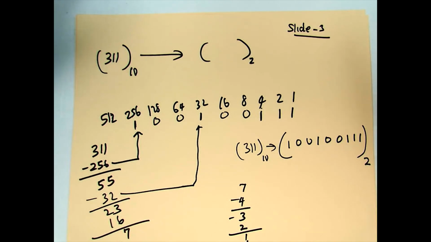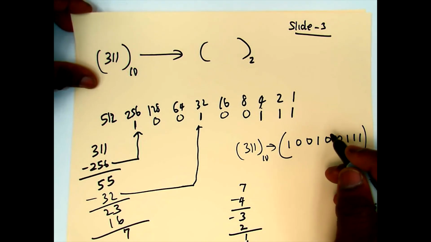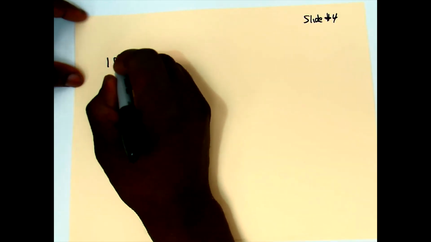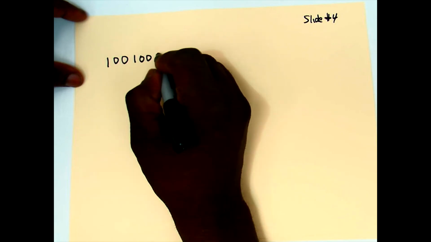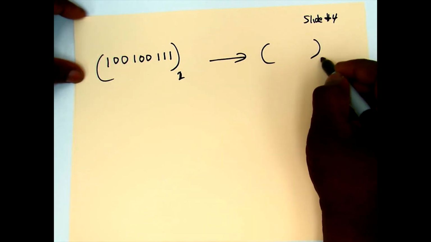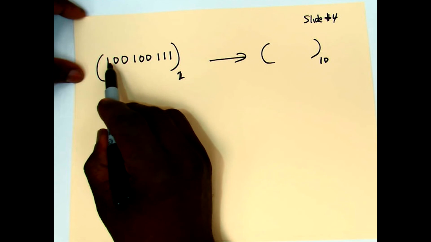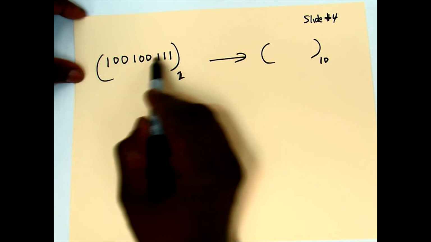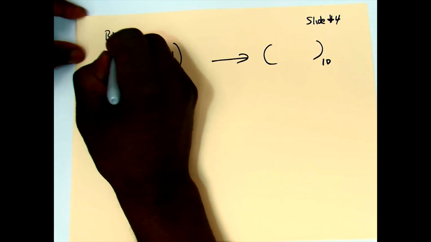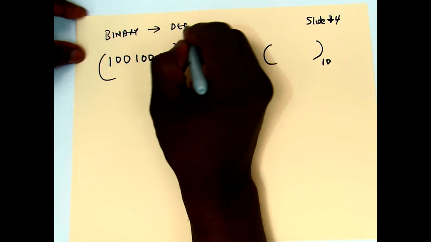So you can see it's very easy. In the next slide, we're going to see how to take it back, so we're not just making it up. Some people say maybe we're just making it up. So slide 4 says, let's look at what we just got from slide 3. We got 1 0 0 1 0 0 1 1 1 in base 2. We want to take it to base 10, where we started from. Let me make sure we got the right thing: 1 0 0 1 0 0 1 1 1. This is binary to decimal.